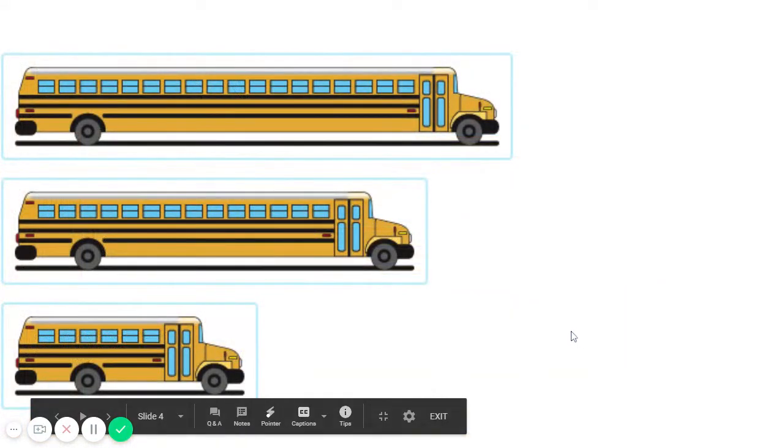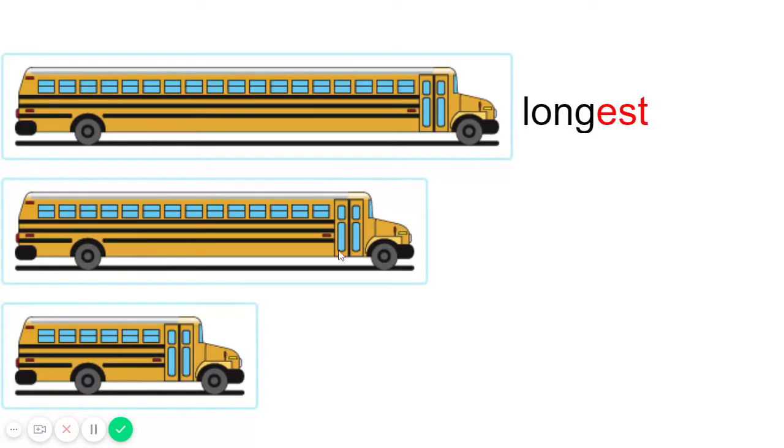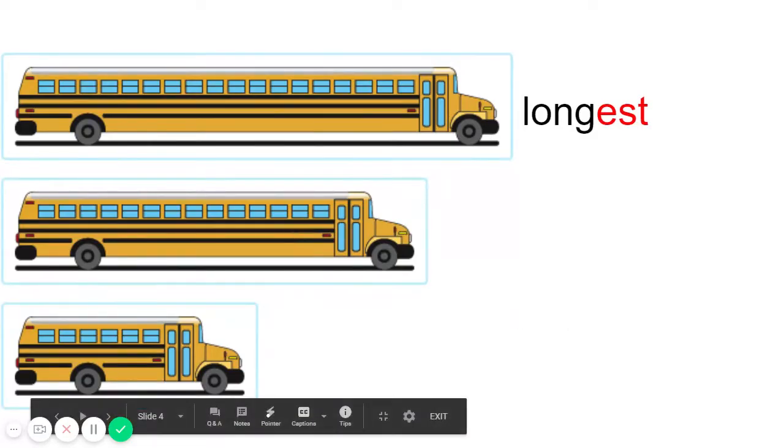Next, I have here three buses. Which of the following is the longest bus? Yes, that's the longest. Which one is longer? The one at the middle is longer. And of course, the bus at the bottom is long.